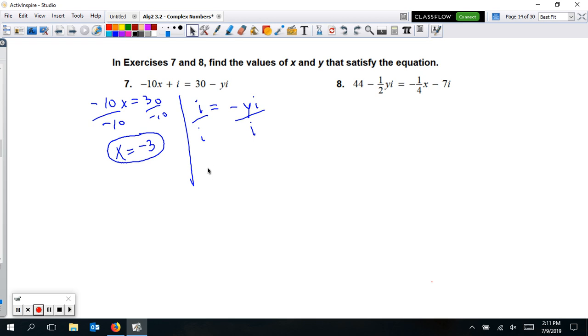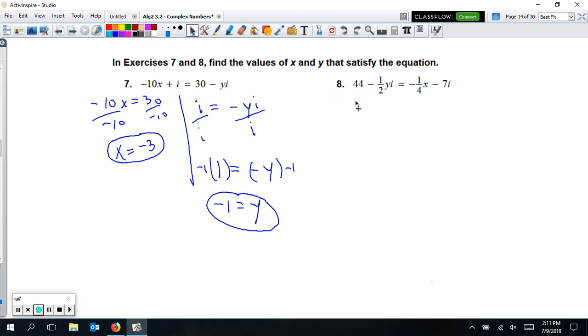So this is going to be 1 is equal to -y, because our i's will cancel. So 1 is equal to -y. And then we just need to change the sign. Multiply both sides by -1. So negative times negative is positive y. That makes that -1 on the other side. So y is equal to -1.